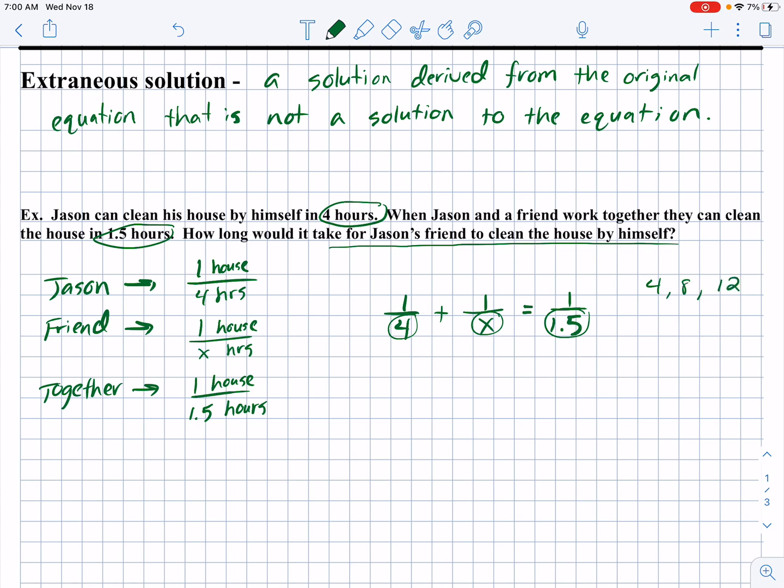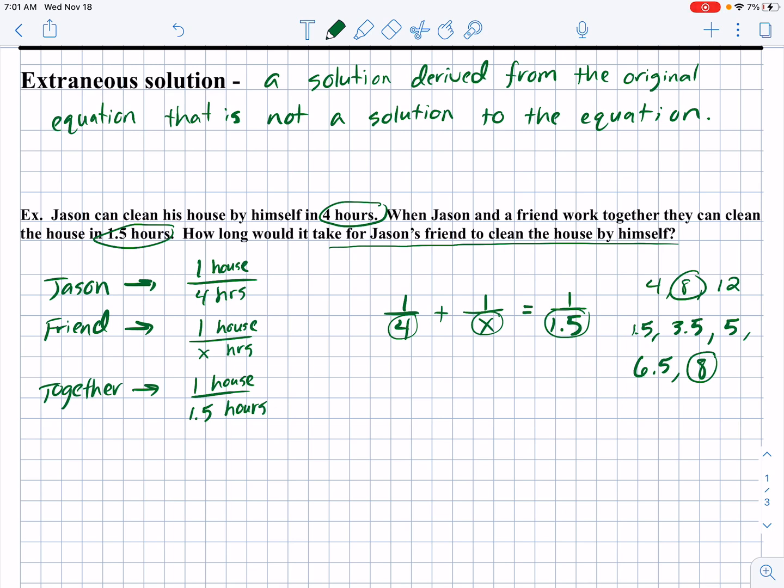So for 4, we have 4, 8, and 12. For 1.5, we have 3, 4.5, 6, 7.5, 9. Still don't have a least common multiple yet. We could stop right there at 8. We have a least common multiple of 8, so that goes in for 1.5.